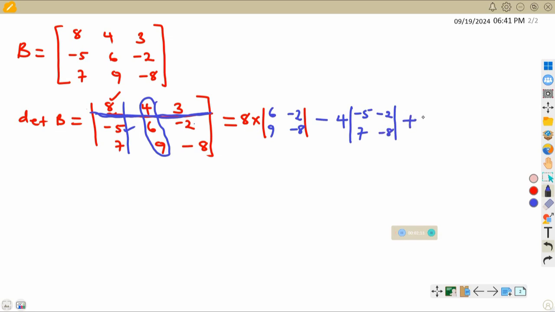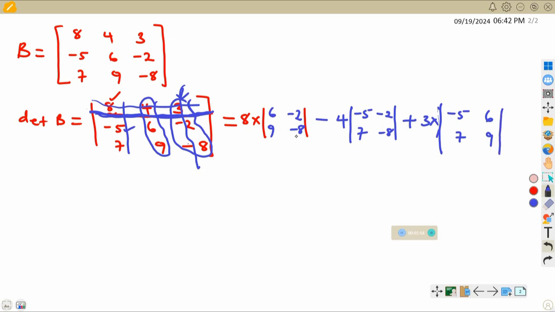Then again add there. In this row again we are having a 3. Then we shall multiply 3 with, we shall now look at where 3 lies. 3 lies in the first row, and this last column. So we are having first row, third column deleted. So when we delete this and delete this, what do we remain with? We shall remain with negative 5, 6, 7, and 9. That is what we remain with.